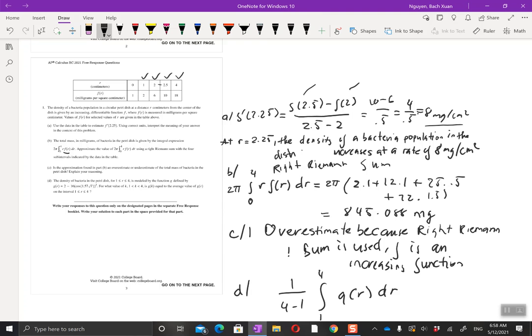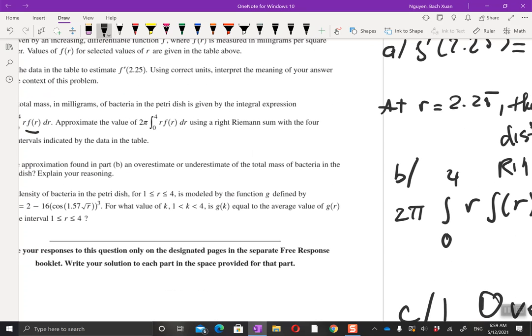Because it is right-hand, we're going to use the right values, the ones bounded on the right. So we're going to use this value, this value, this value, and this value. And also remember, we are not calculating the integral of just f of r. We are calculating the integral of r multiplied by f of r. So we have to be careful right there.